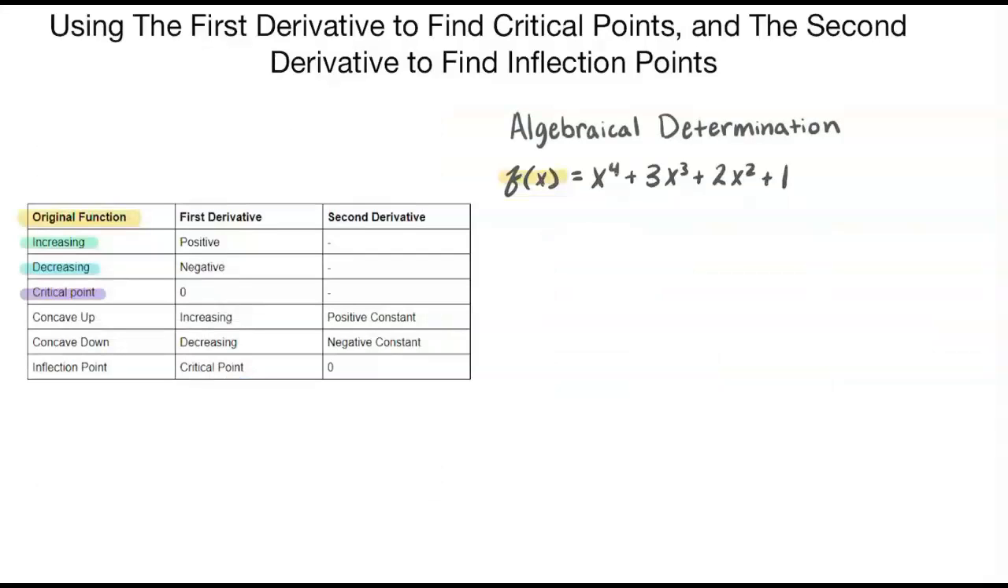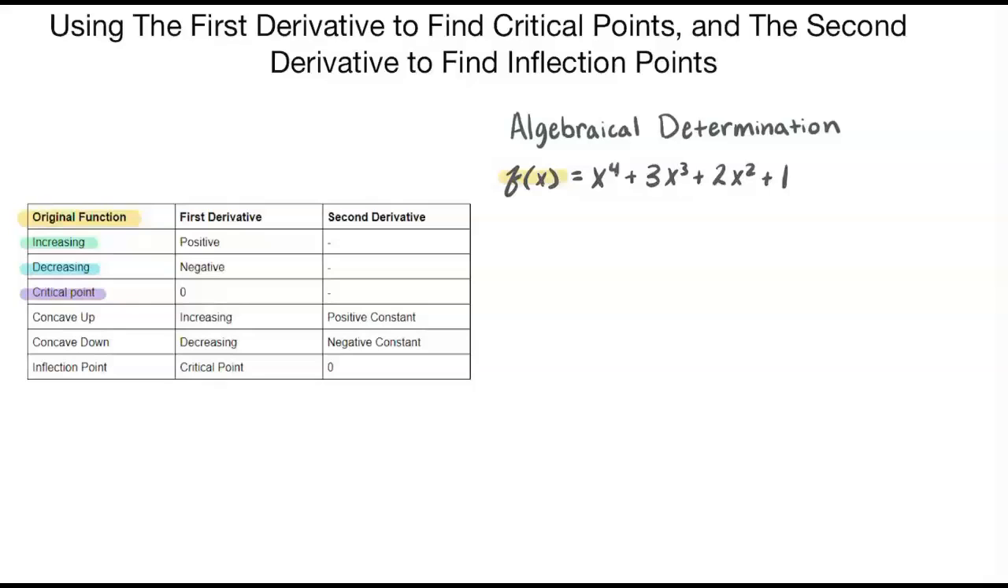Let's now determine the exact critical points using calculus and algebra. The function we just analyzed the graph of is f of x equals x to the fourth plus 3x cubed plus 2x squared plus 1. To determine the critical points, we need to determine where the first derivative is equal to 0. So our first step is to take the derivative of the original function.